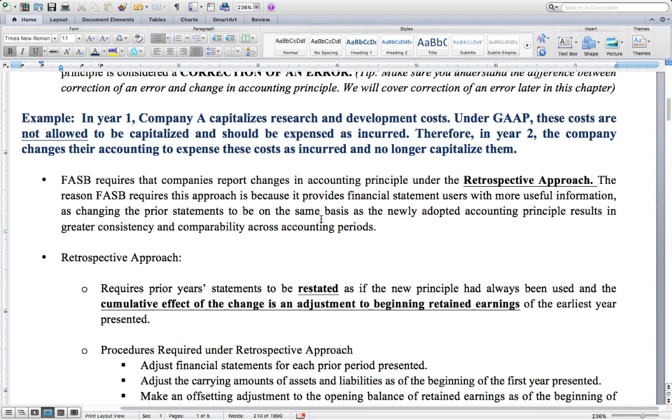So it increases comparability. We are not going to focus much, or actually at all, on the other 2 approaches for a change in accounting principles, since FASB requires the retrospective approach. This is where we are going to focus our attention.